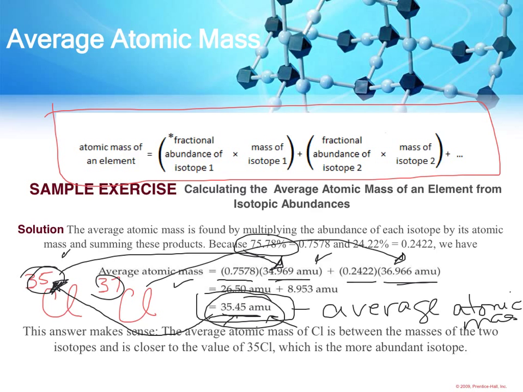So what you can tell by looking at the average atomic mass of chlorine is that of the two isotopes of chlorine, the isotope chlorine-35 is the most abundant because the average atomic mass is closest to 35. That's just an important, useful little tidbit to have.